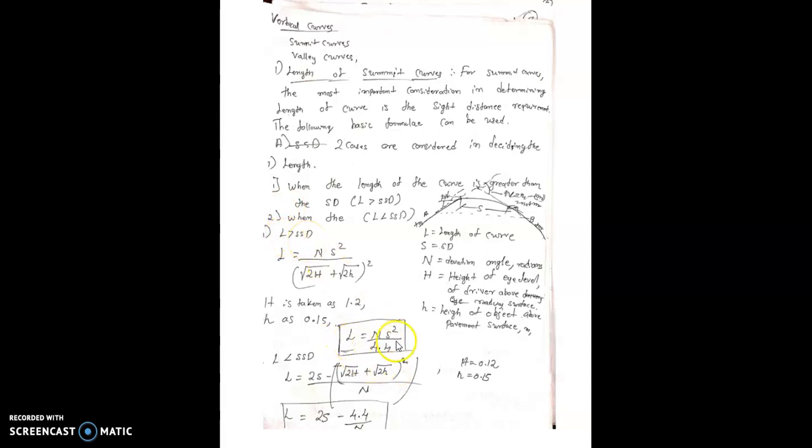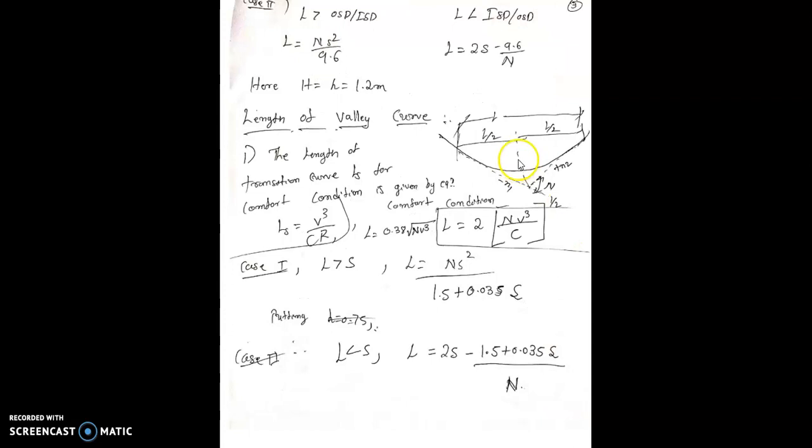The formula is L equals N S square divided by 4.4. Next, L is smaller than SSD. L is equal to 2S minus 4.4 divided by N, where N is the deviation angle and S is the sight distance. Similarly, if you go for the OSD, it is N S square divided by 9.6 and 2S minus 9.6 divided by N. Next, length of valley curve.